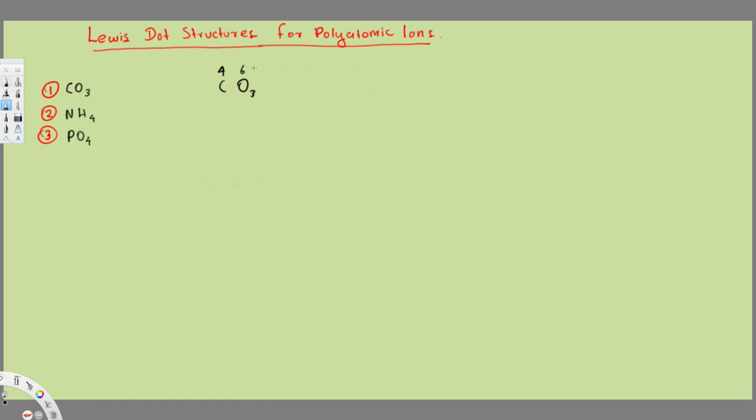So 6 times 3 oxygen, right? So 3 times 6 is going to be 18. 18 plus 4 is going to be 22. So totally we are going to have 22 valence electrons. So we have to fill up these electrons for this compound. So let's write the compound right here. So carbon, we have 1 carbon, 3 oxygen.